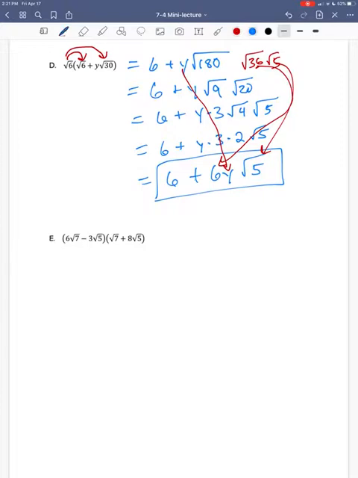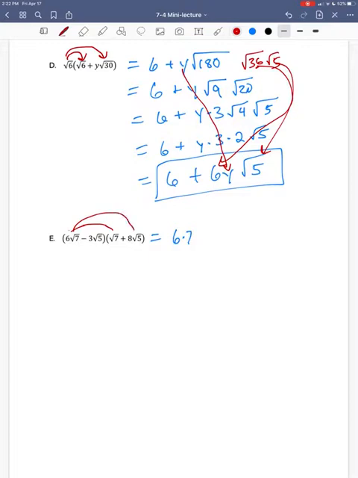This last one's sort of a big FOIL problem, but again, keep track of if you have a square root times itself. Here I get 6 square root of 7 times square root of 7 when I do first. Square root of 7 times square root of 7 is just 7. So the 6 goes along for the ride. Square root of 7 times square root of 7 is 7. That was from first. Right?